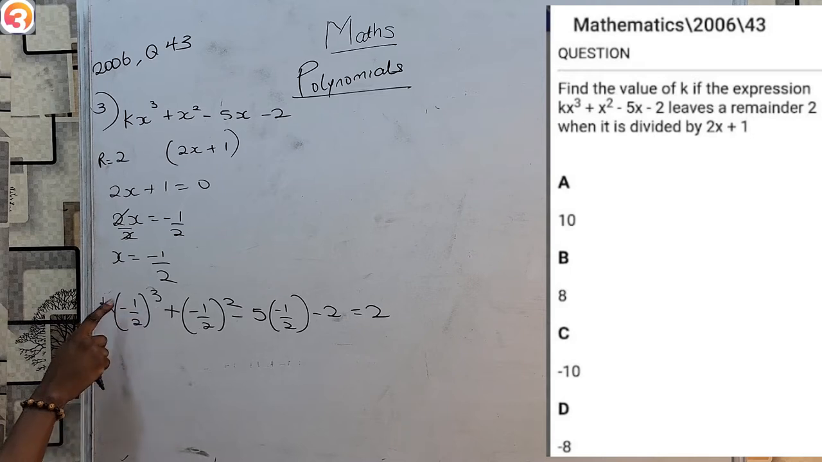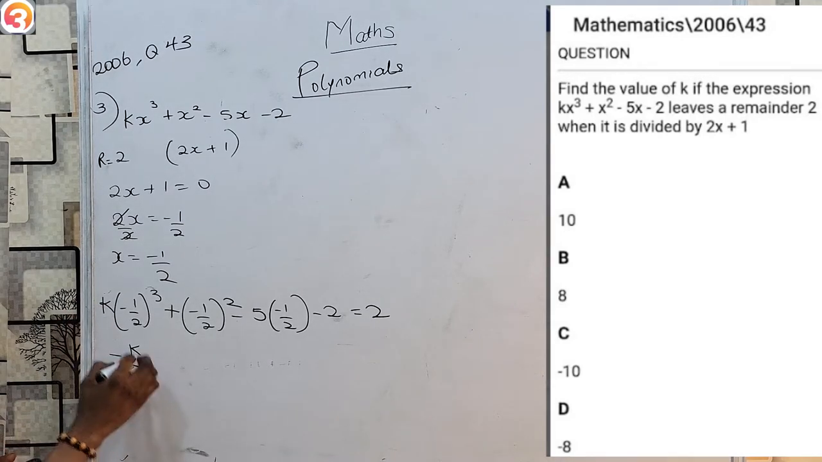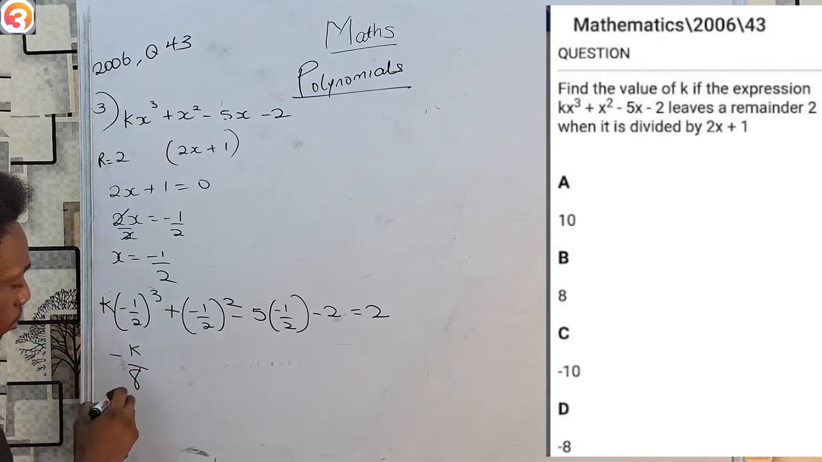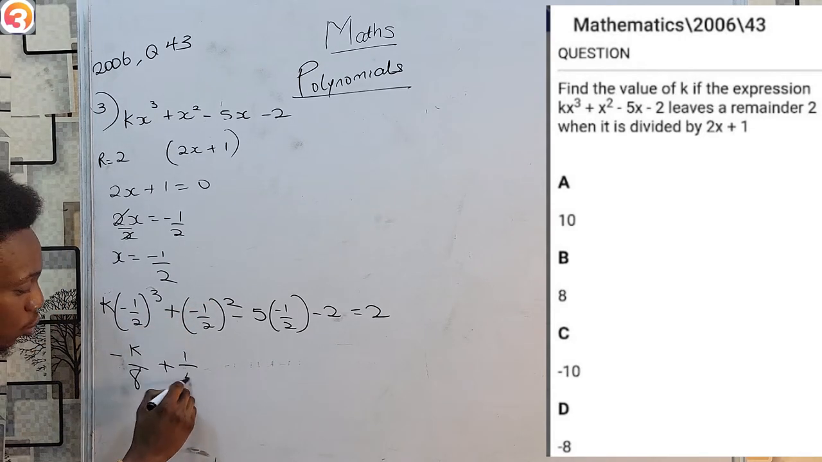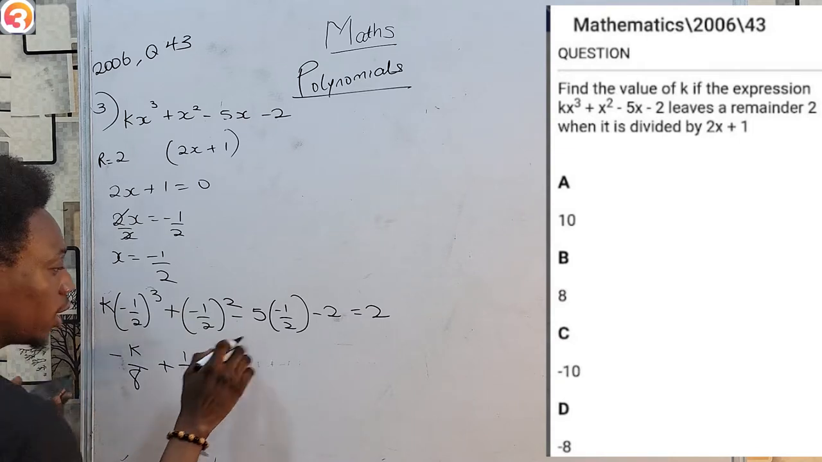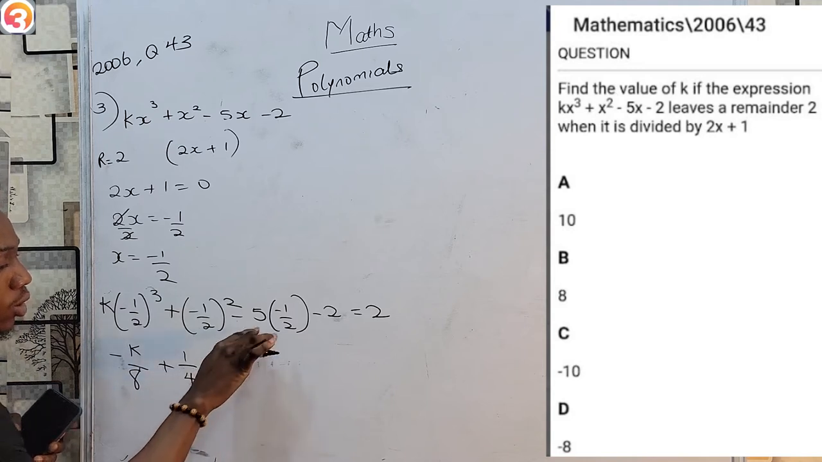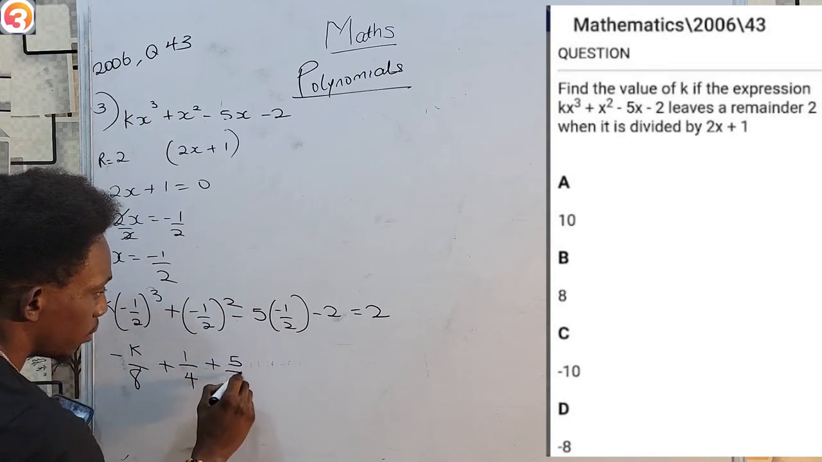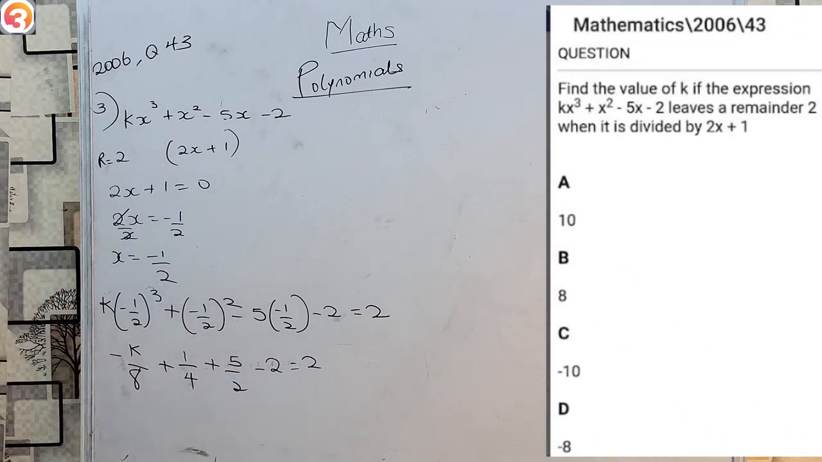Minus 1 over 2 cubed: minus 1 times minus 1 times minus 1 is minus 1. So 1 times k is k. Then 2 cubed, 2 times 2 times 2 is 8. Next up, we want to square this. Minus times minus is plus. 1 times 1 is 1, 2 times 2 is 4. Next up, this minus out here times this minus inside gives me plus. 5 times 1 is 5 over 2. Then minus 2 equals 2.